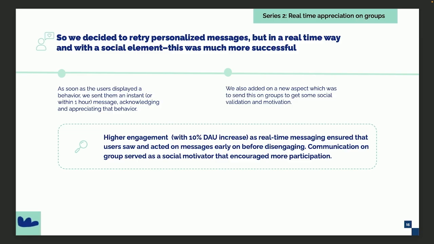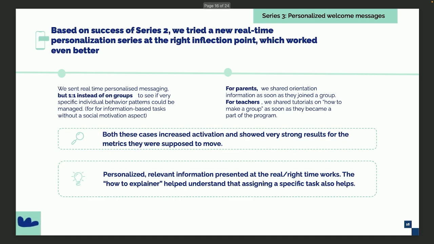So series 2 worked much better than series 1. Then we said, okay, let's build on this principle. On the next slide, we will see series 3, where we said, okay, we can't personalize hugely because it's a group, right? So let us try real time. Let us try personalized, but let's try it one-on-one, right? And so then we started doing that one-on-one, and we saw that was working again even better.